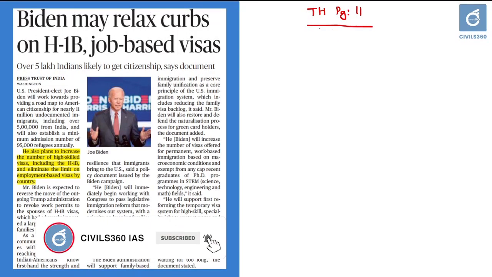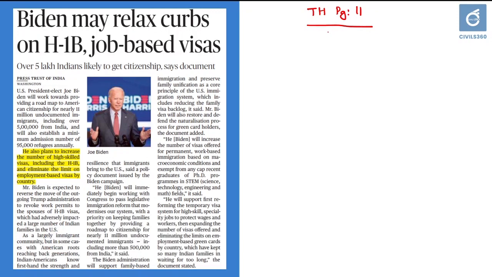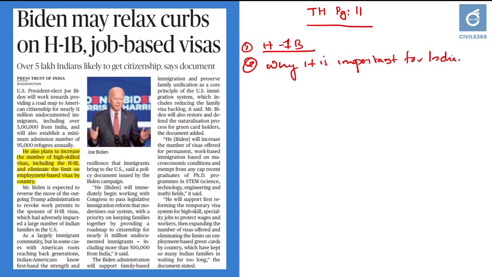Okay, this is for GS3 means, and this is also related to the Biden and India-US relations. That is, Biden may relax H1B visas. You just understand what is semi-skilled and high-skilled visas such as H1B visas. Just go through that. What is H1B visa and why it is important for India. That should also be noted. That is enough from this article.